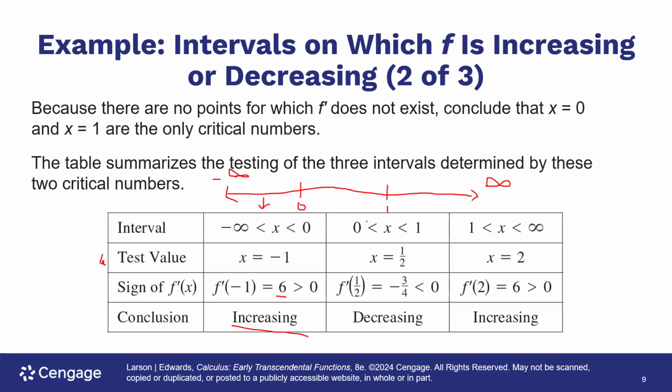We test a value within that interval from 0 to 1, we test 1/2. And when we calculate the value of that first derivative function at 1/2, we get -3/4. That number is less than 0, therefore, the function will be decreasing in the interval from 0 to 1. And then for the last interval, we find a test point. We use 2 for that last interval from 1 to infinity. We substitute 2 back into our first derivative function and we get 6, which is greater than 0. So this time we see an increasing function.